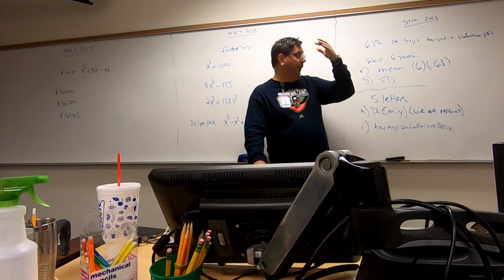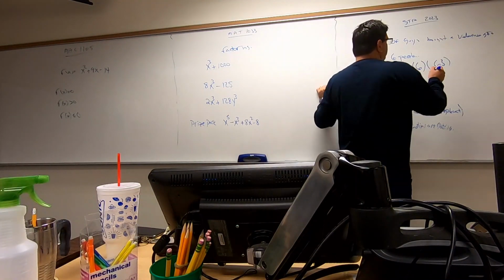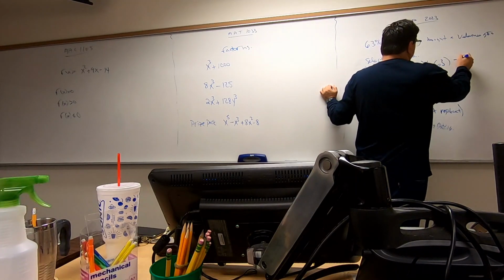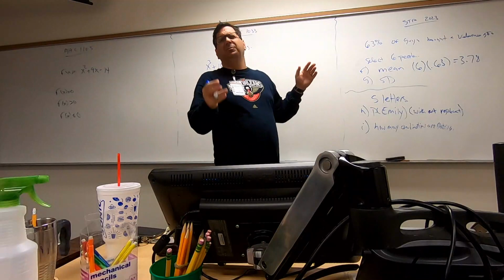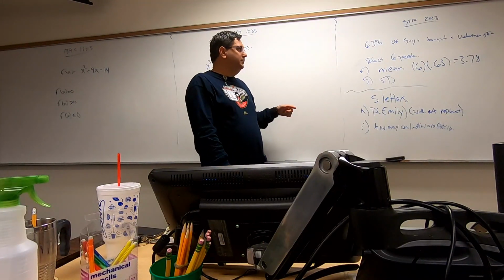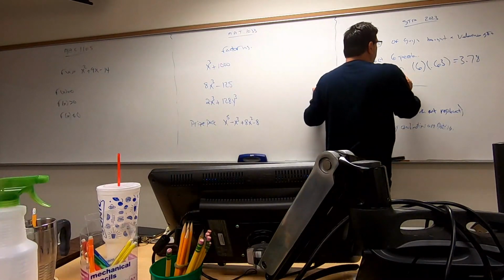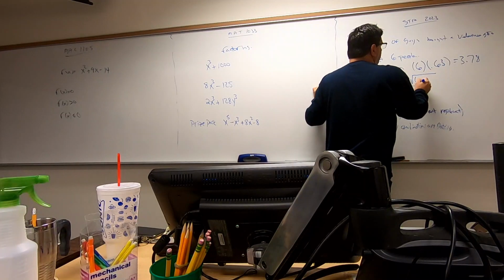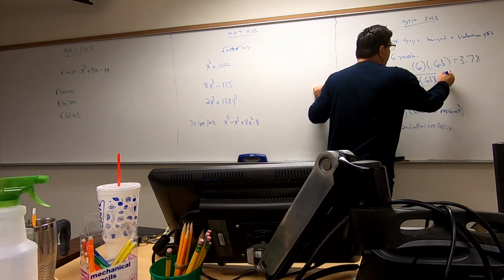Now, I'm not sure what you get. I think you get 3.78, approximately. Now, that's the mean. What's the standard deviation? It is the square root of 6 times 0.63 times 0.37.